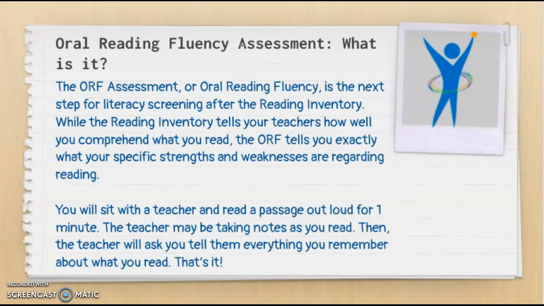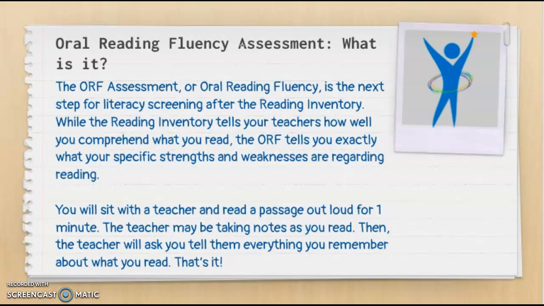Now, this next part is for the oral reading fluency assessment, so only go over this information with students who, after Gate 1 with the reading inventory, need to take the ORF. Tell them that the ORF is the next step in the literacy screening, and while the reading inventory tells us how well they can or cannot comprehend, the ORF is going to tell us the exact strengths and weaknesses they have regarding their reading.